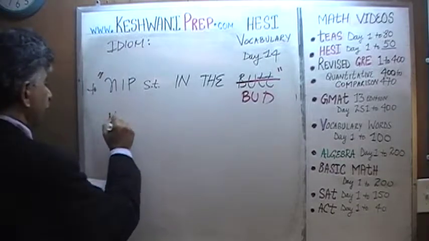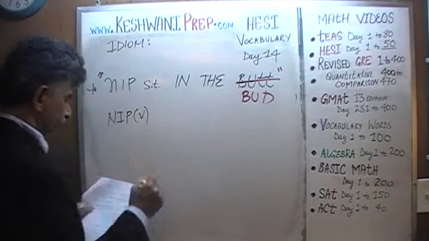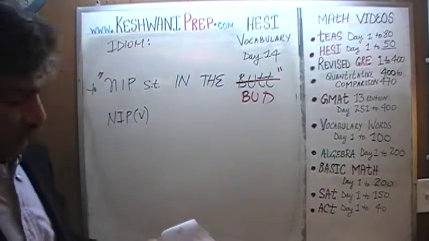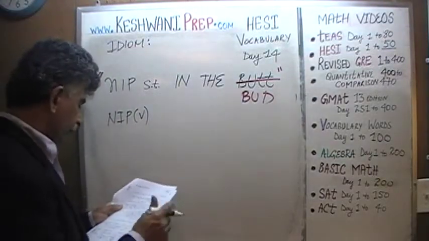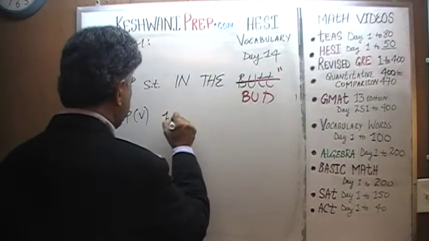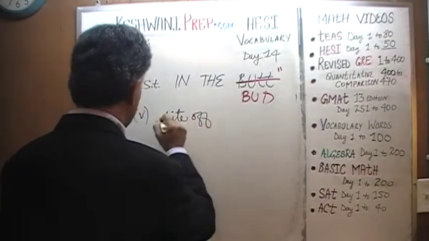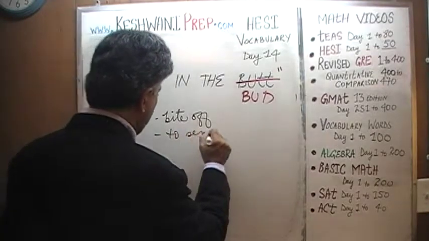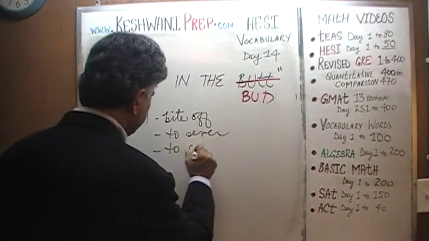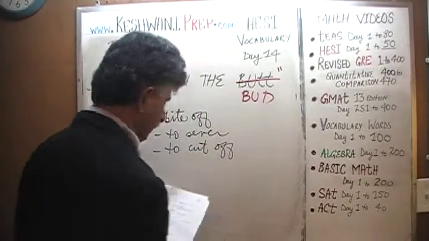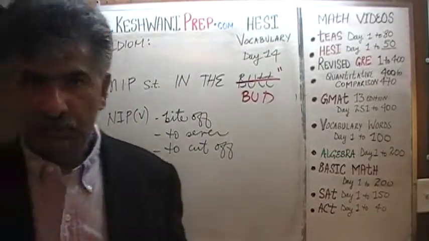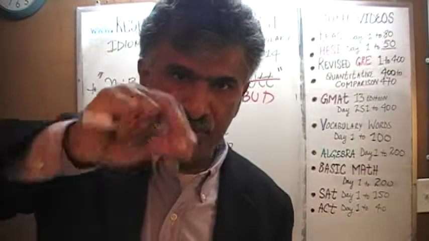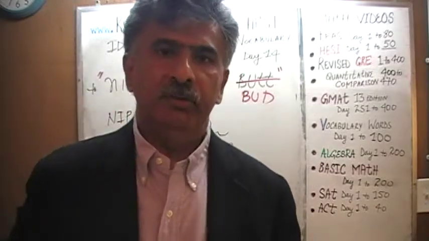Nip, what does it mean? To nip? Nip is a verb. To nip simply means to bite off, or to sever, or to cut off. If you sever something, you cut something off, you bite something off, that's called nipping.